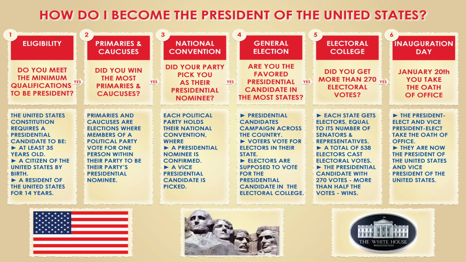All right? Then we have what's called the primary and the caucus system. And maybe you guys followed some of this this year. This is where each party is electing the person that is going to run for them.